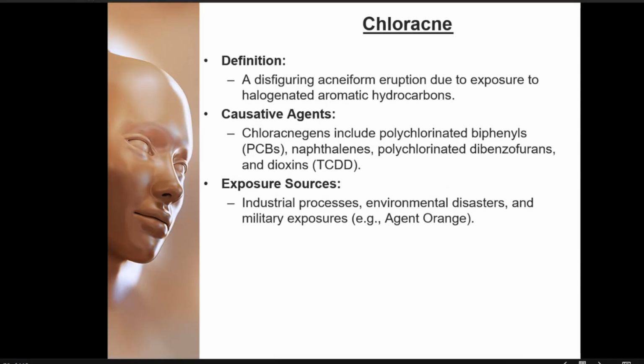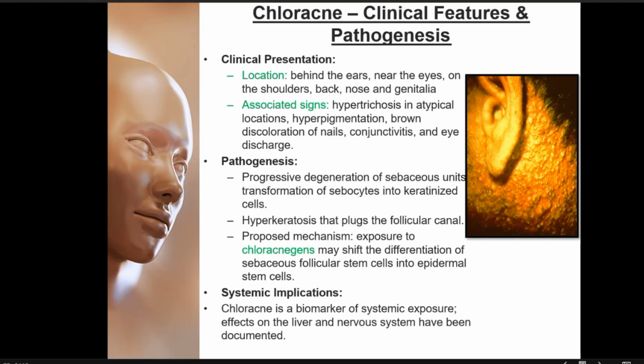Chloracne is a disfiguring acne-form eruption due to exposure to halogenated aromatic hydrocarbons. Causative agents are the chloracnegens, including polychlorinated biphenyls, naphthalenes, polychlorinated dibenzofurans, and dioxin. The exposure sources are industrial processes, environmental disasters, and military exposure. This is the image of chloracne. It is normally present in the ear, near the eye, and on the shoulder, back, nose, and genitalia.